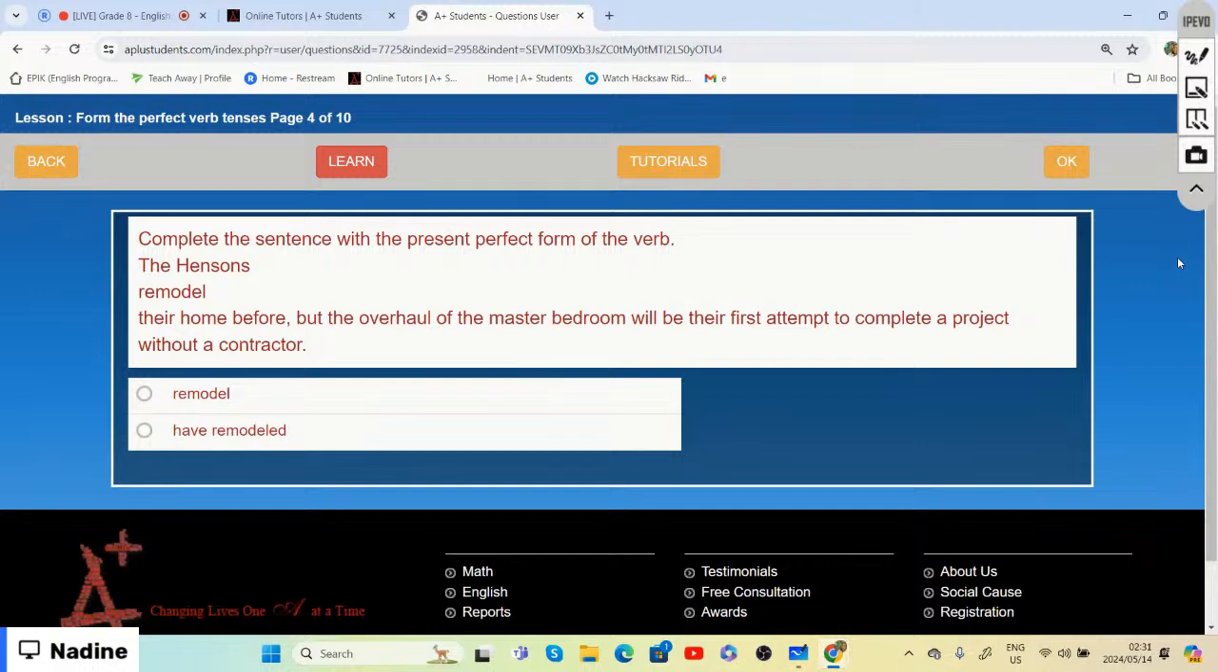their home before, but the overhaul of the master bedroom will be their first attempt to complete a project without a contractor. So, what is our present perfect form of the verb? Is it remodel or is it have remodeled? All right, then if we were to choose the correct one, we would say have remodeled.